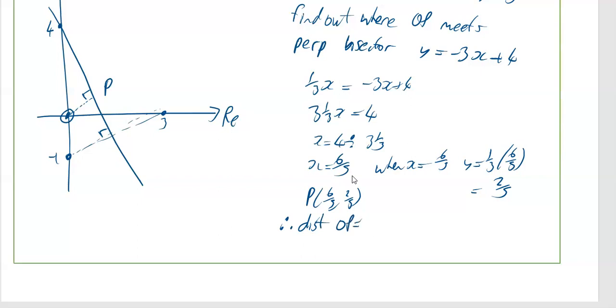So therefore your distance OP is going to be equal to the square root of 6/5 squared plus 2/5 squared. And if you do that out on your calculator, I'm just going to skip a wee bit of working out, that's going to be 2√10 all over 5, and we'll just give it units, and that's it.